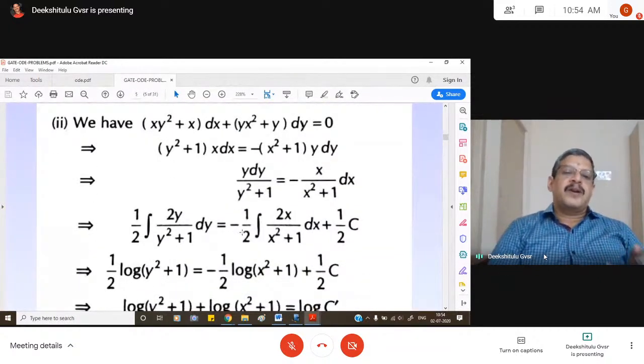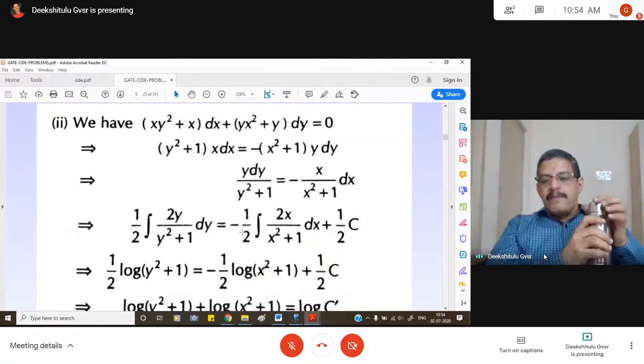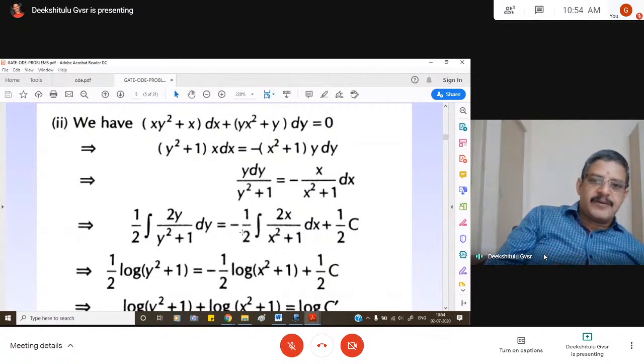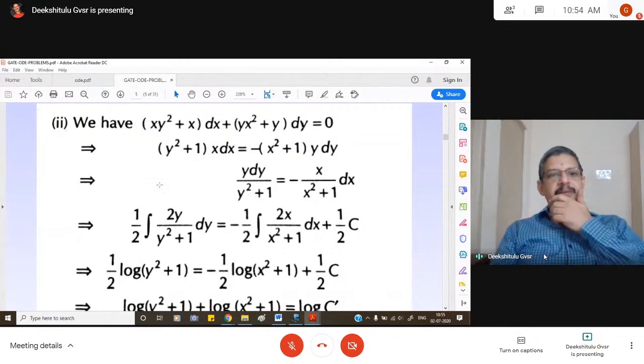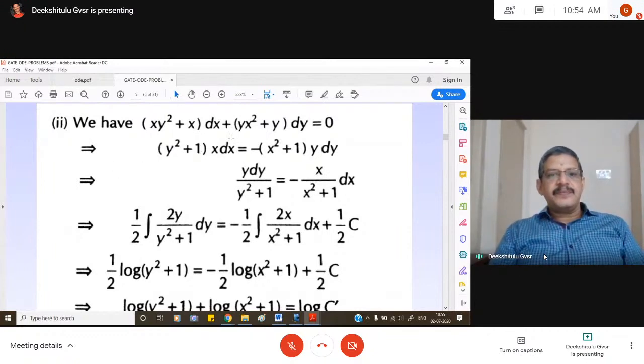So try it. We have xy square plus x into dx plus yx square plus y into dy. You can take x common in the first term and y in the second term. So y square plus 1 into x dx minus x square plus 1 into y dy. So y by y square plus 1 is equal to x by x square plus 1 dx.